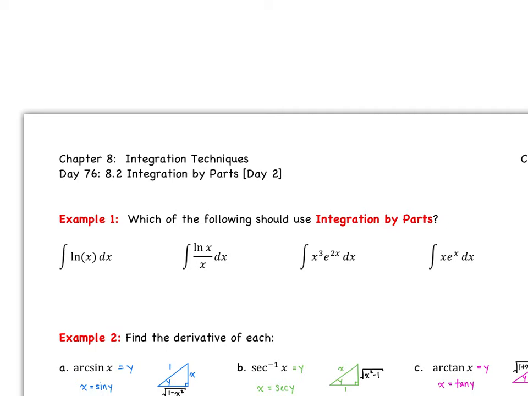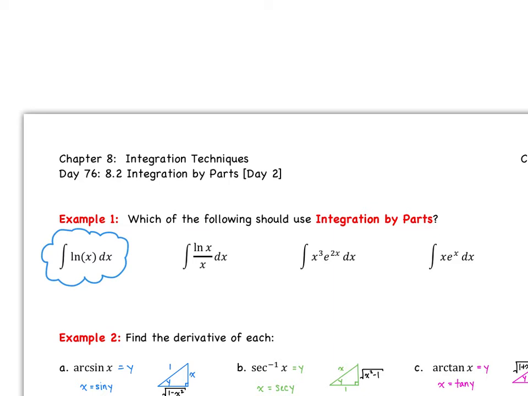Okay, did you figure it out? Hopefully you recognize, just like the example from yesterday, we need parts when we're integrating natural log of x. Do we need parts for the second one? No, this could be a straight U substitution. If u is ln of x, then du is 1 over x. So this is strictly straight up U substitution.